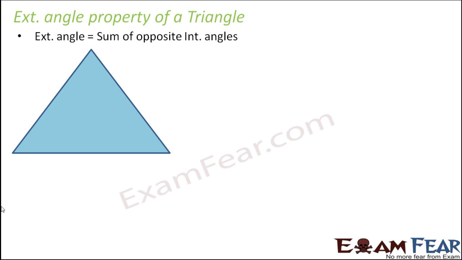So, let us look at the triangle. We have this extended arm. So let us name the triangle. Let's say this is A, B, C. Let us call this point as D. So this is the exterior angle. So what is our exterior angle? Angle ACD is the exterior angle.